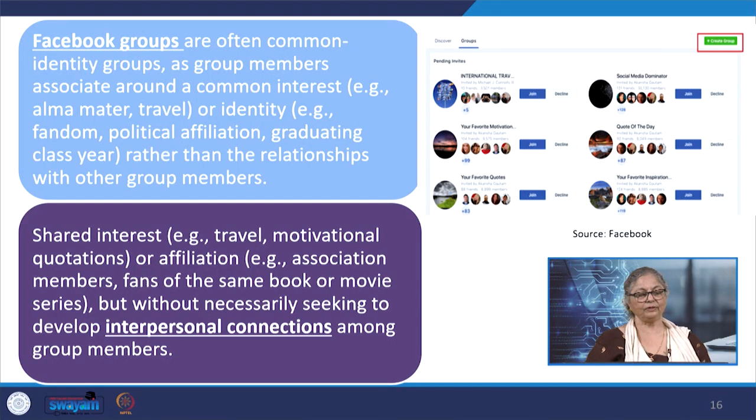Facebook groups are often common identity groups, as group members associate around a common interest rather than the relationships with other group members. Shared interest or affiliation, but without necessarily seeking to develop interpersonal connections among group members, is a significant feature of it. The algorithms and features of Facebook, such as friend suggestions and mutual connections, can introduce us to new people we may not have otherwise encountered, and thus expand our social networks further.